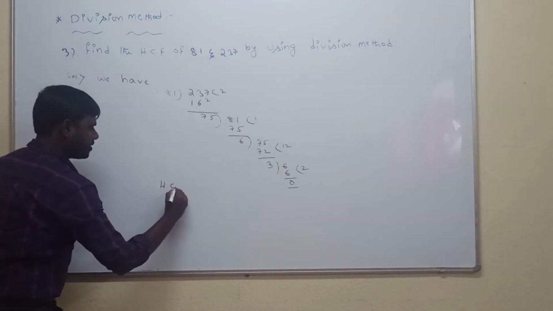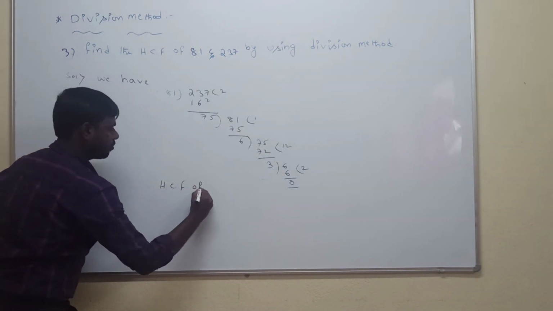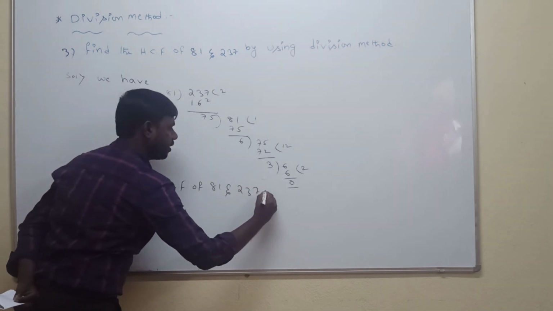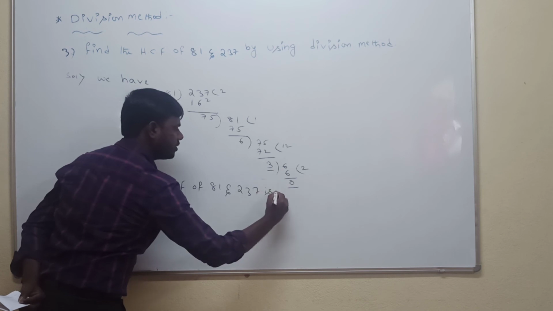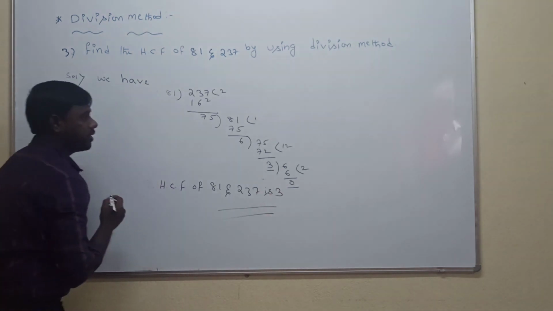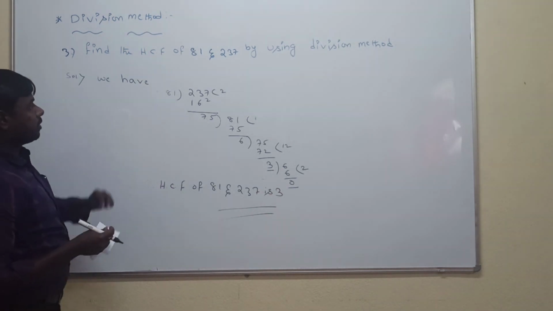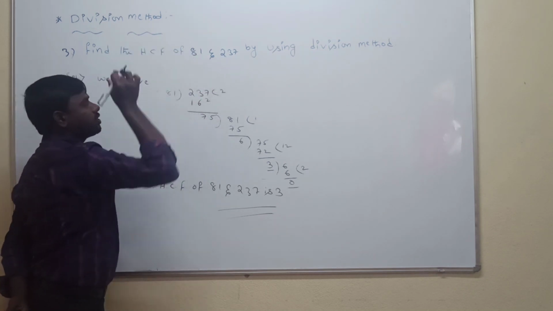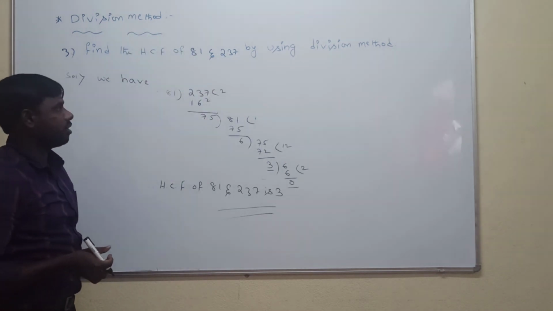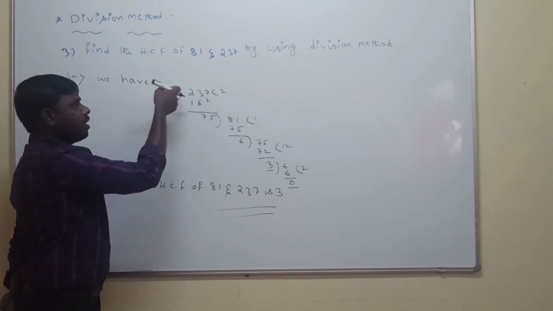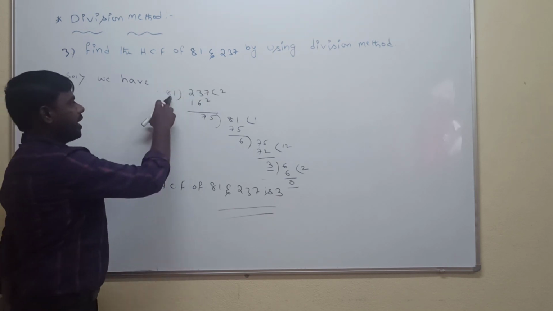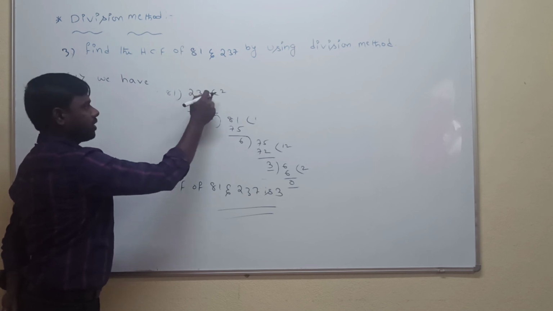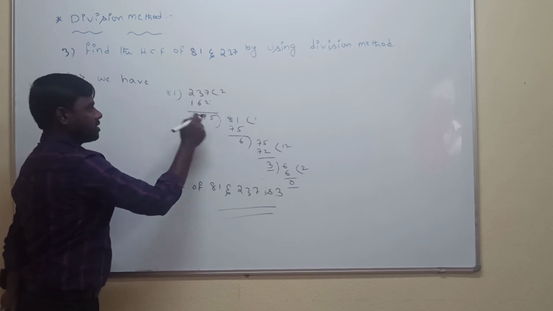Therefore the HCF of 81 and 237 is the last divisor, 3. This is the answer. So once again, repeat: divide the largest number by the smallest number of the given numbers. So first of all, divide the largest number by the smallest number. 81 times 2 is 162. So 237 minus 162 is 75.